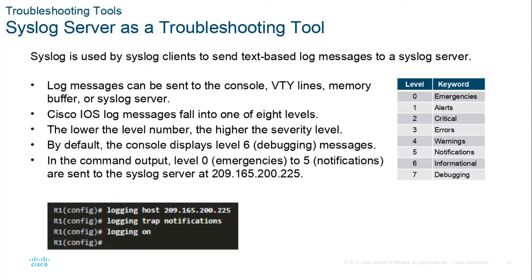So in this case, the configuration is shown that some desktop machine that has the IP address of 209.165.200.225 has been configured as a syslog server. And we're going to send all these notifications that would normally go to the screen and be lost forever to the hard drive, and we can study that later if there's some problem.